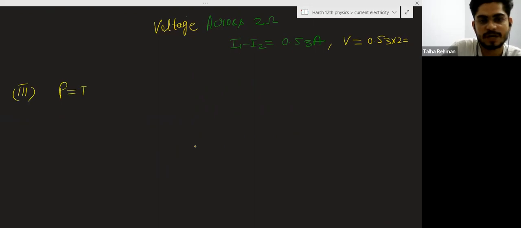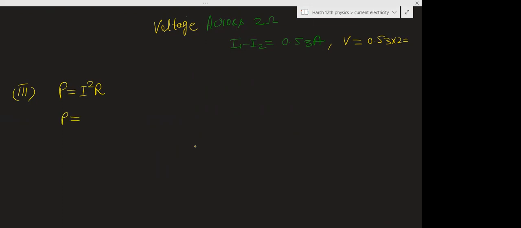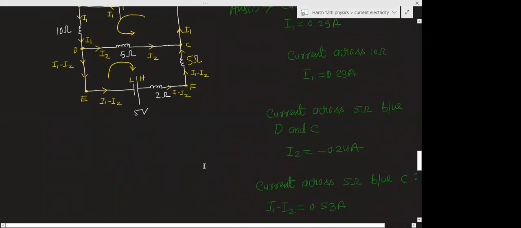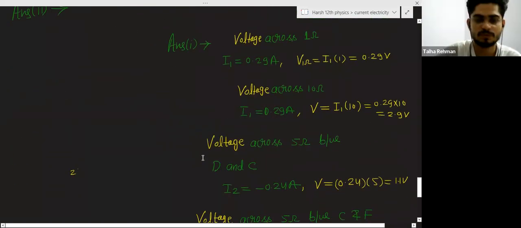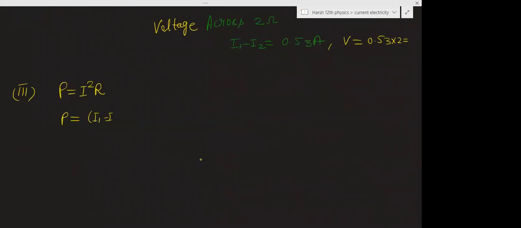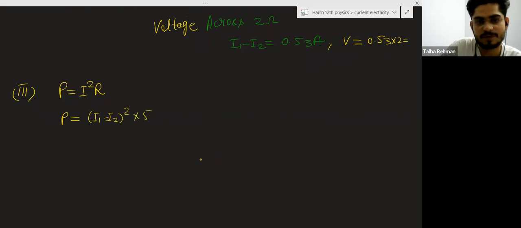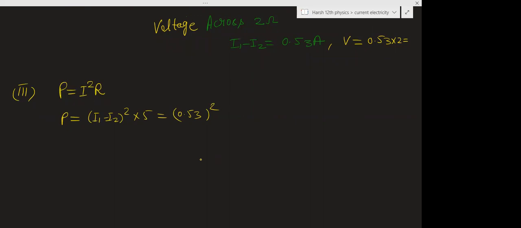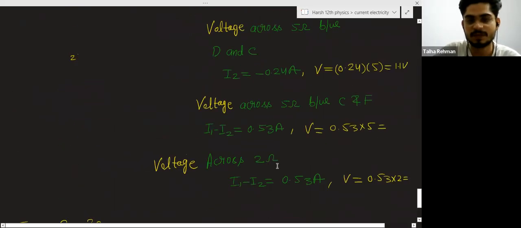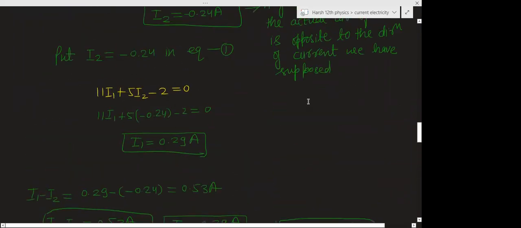Power is equal to I square R. What is the current across this 5 ohm? It is 0.53, which means I1 minus I2. So I1 minus I2 whole square into 5, that is 0.53 whole square into 5, and you can get the answer. The third part is completed.